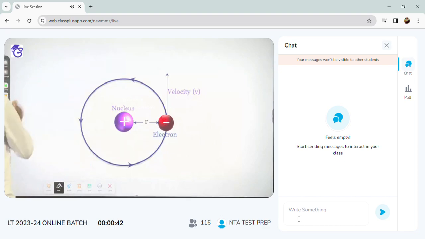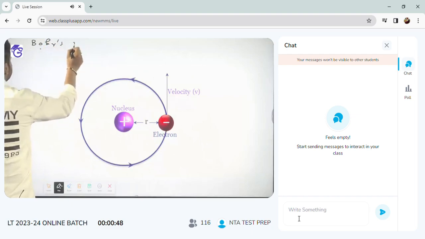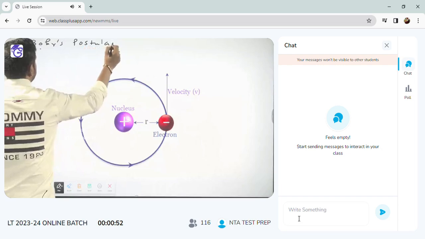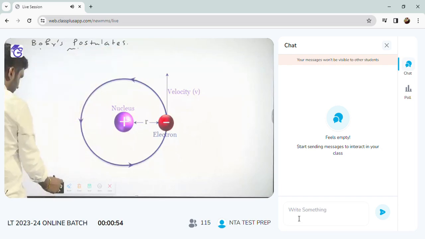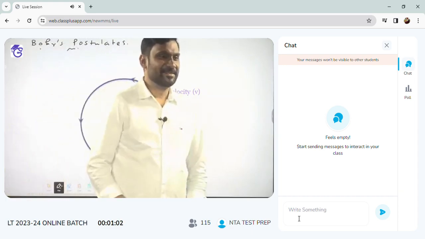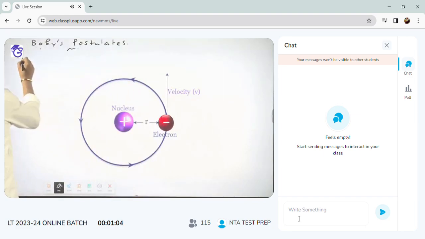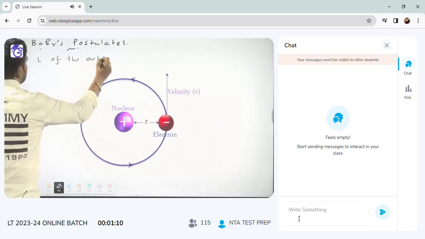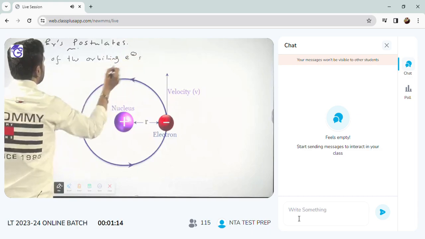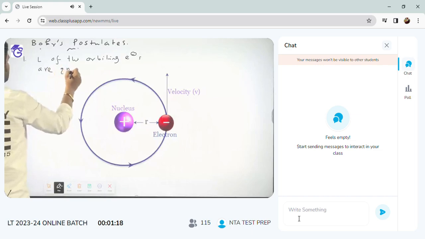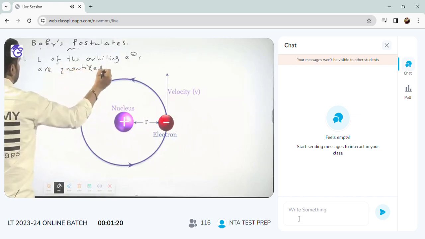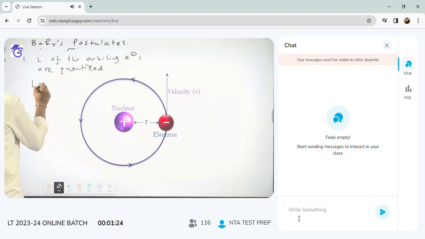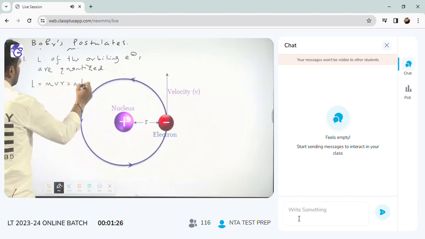So first we'll talk about Bohr's postulates. The first one is that the angular momentum of the orbiting electrons is quantized. So we can write L is equal to mvr, that is equal to nh cut.